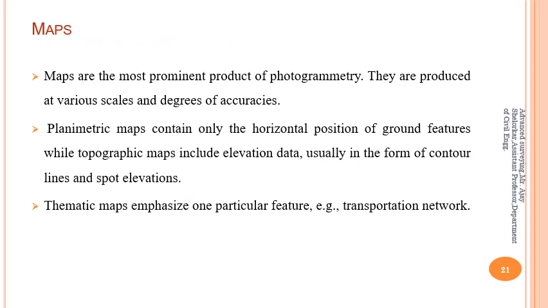Maps. Maps are the most prominent product of photogrammetry. They are produced at various scales and degrees of accuracy. A planimetric map contains only the horizontal positions of ground features, while topographic maps include elevation data, usually in the form of contour lines and spot elevations. A thematic map emphasizes only one particular feature, for example a transportation network.